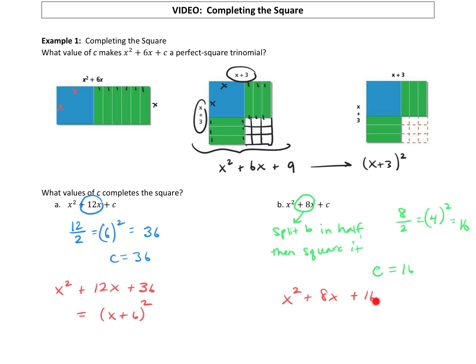What are factors of 16 that add up to 8? 4 and 4, and it's the same factor twice. So that's a binomial factor of x plus 4, and then we just put a squared on it.